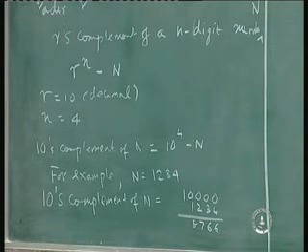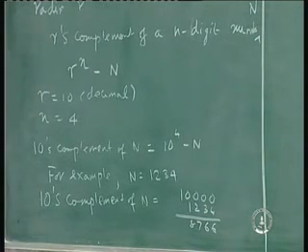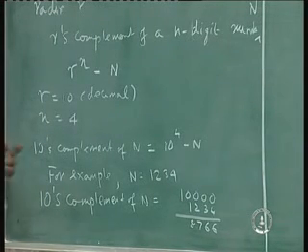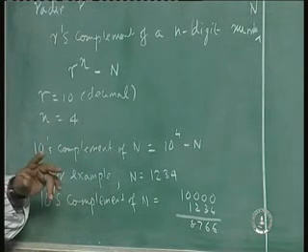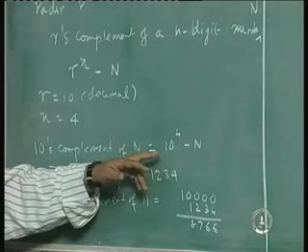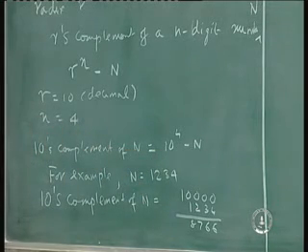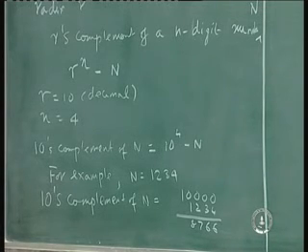So you just subtract the number from the number which is represented by the base to the power of the number of digits. Base or the radix to the power of the number of digits is the number from which you should subtract the given number, then you get the complement of that number in that system.